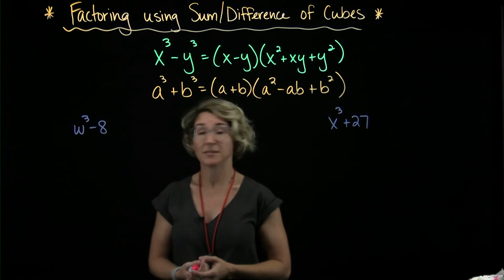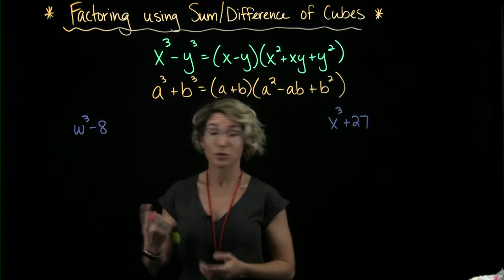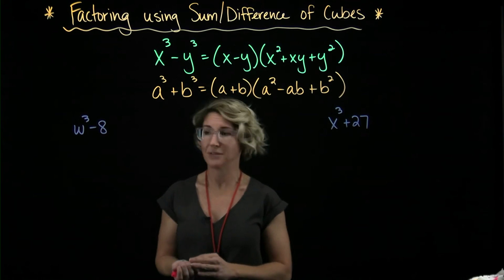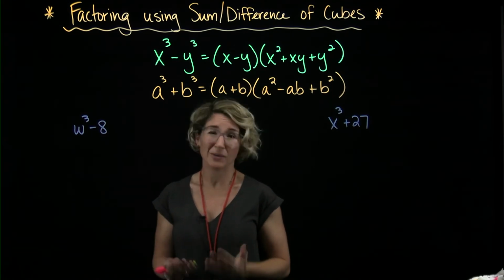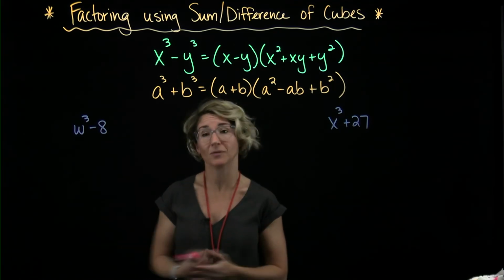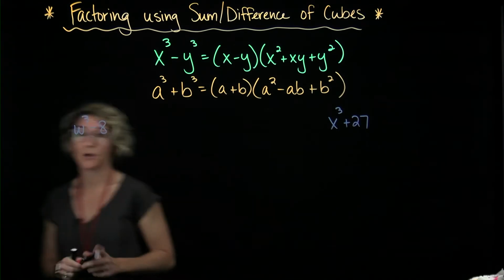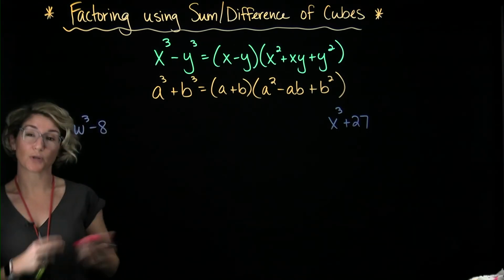One of them is w cubed minus 8. I have two terms, a binomial. There's no greatest common factor that I can pull out of each of those terms. But what I need to do is get it to say something cubed minus something cubed, because right now the only thing that I have cubed is the w. So let's see if we can rewrite this problem without changing its value into two terms that are cubed.